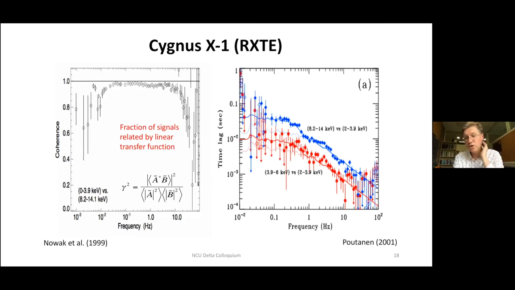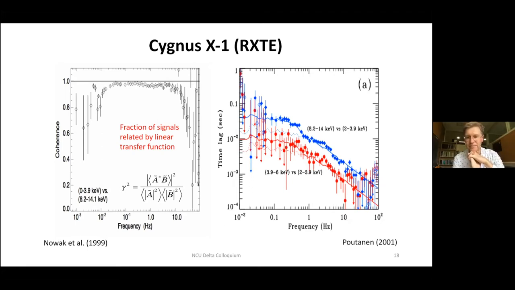Now, what you're looking at in some of these time lags is a facet of the Fourier transform of that transfer function. It's one aspect.